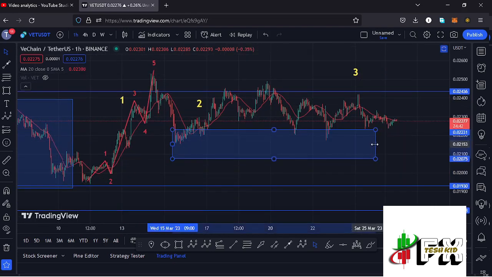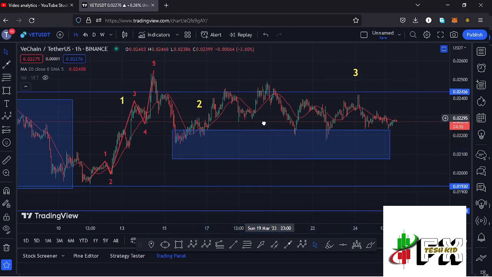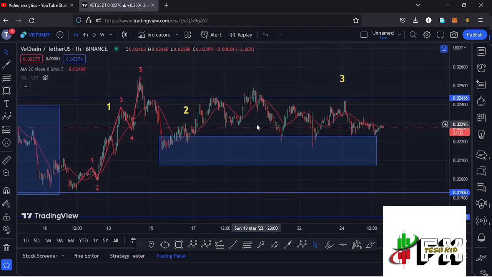And at the time of this recording, you can see that Vechain has managed to get into this blue target area, which is the minimum retracement area in the formation of that wave 2, and there are high chances that we bottomed out in the formation of this wave 2 by managing to get into the minimum retracement area, and very soon we are going to start gearing up in what could be the start of this wave 3 to the upper side.